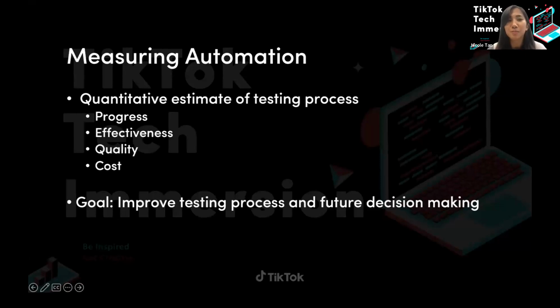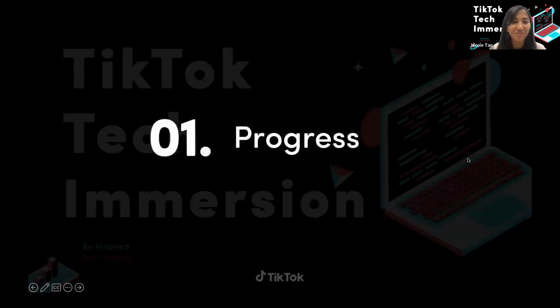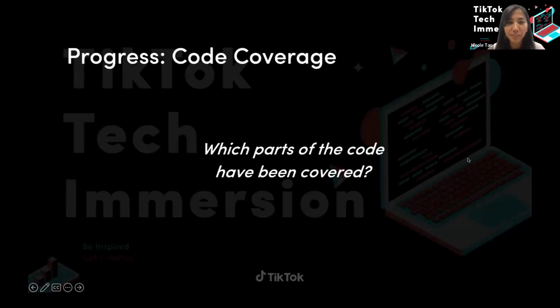There are several metrics out there, but in TikTok we look at these four. I'll go through one of them later. The goal is to improve the testing process and future decision making. I think you've heard it a lot: data-driven decisions. Okay, so progress. The easiest way to measure progress is code coverage. So how many parts of the code have been covered?